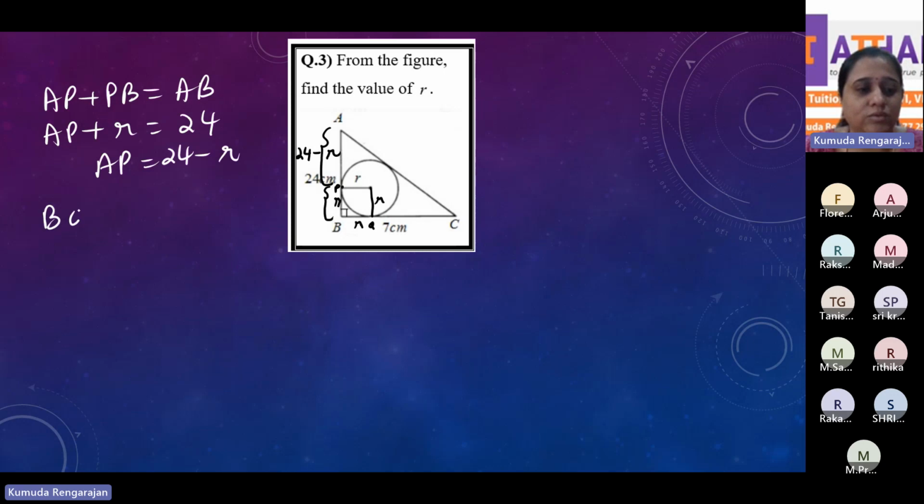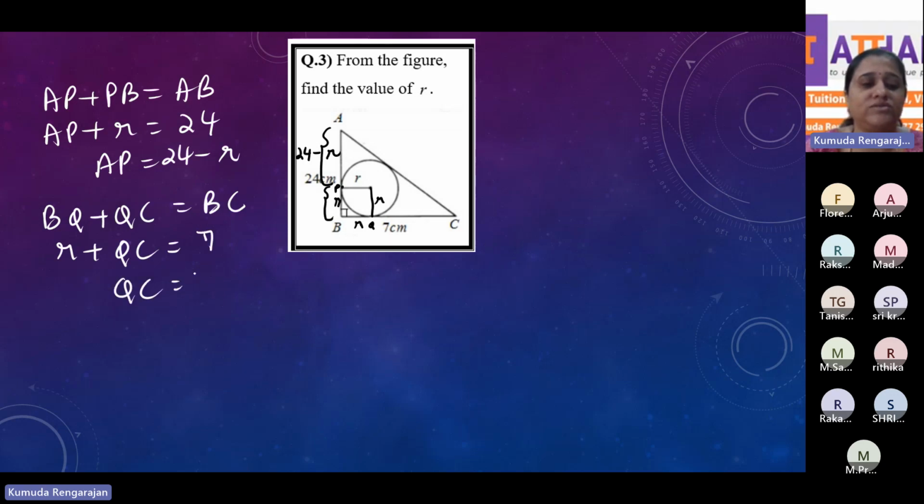Similarly, BQ plus QC is equal to BC. How much is BQ? R. R plus QC, we'll find now in terms of R, is equal to 7. So QC is equal to 7 minus R. This is R, so this one is going to be 7 minus R.